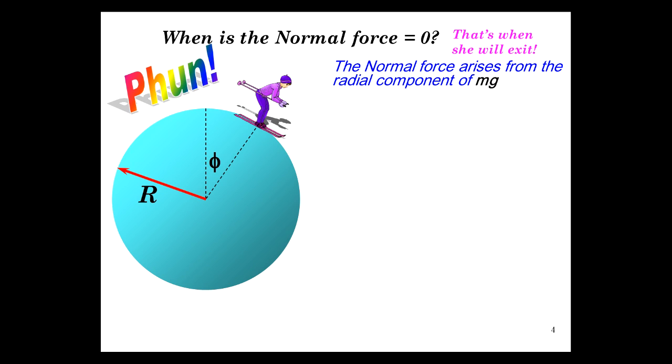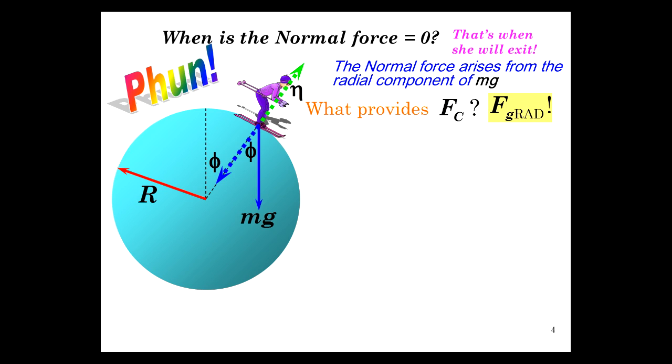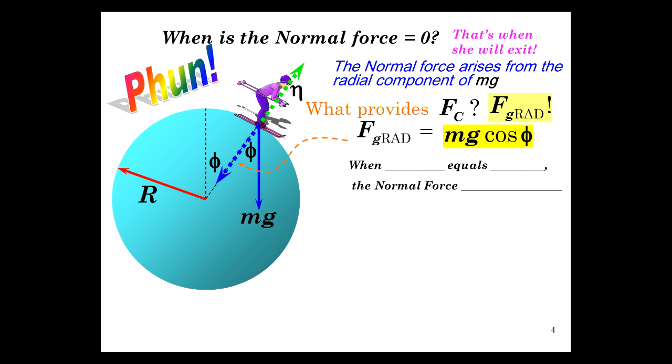Now the normal force arises from the radial component of gravity. So here we have gravity acting down, and there's alternate interior angles, phi. So what part of the gravity is the pertinent part here? Well, it's this part. This is the radial part of gravity, giving rise to the normal force. So what provides F sub c, the centripetal force needed to traverse this circle, which she's on at the moment? Well, it's Fg radial. So Fg radial equals mg cosine of phi.